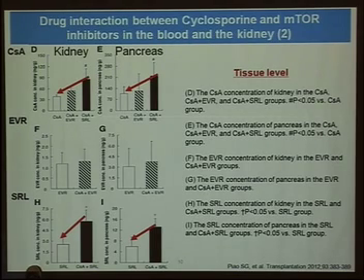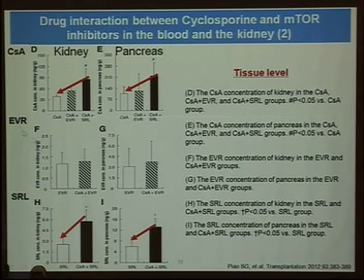Conversely, in the same rats, the tissue levels of cyclosporine, Everolimus, and sirolimus were assessed by extracting from the tissues, so the kidneys or pancreas. For example, if you look at the tissue concentration of cyclosporine within the kidney or pancreas, the scale is the same. If you add Everolimus, you do not increase the tissue concentration of cyclosporine. Conversely, if you add sirolimus, you double the tissue concentration of cyclosporine, both in the kidneys and in the pancreas.